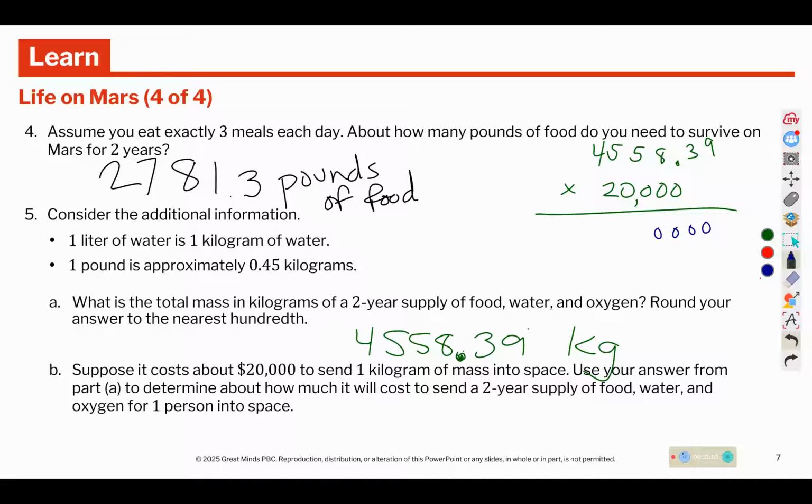Then we're going to multiply by 2. 2 times 9 is 18. 2 times 3 is 6, plus 1 more makes 7. 2 times 8 is 16. 2 times 5 is 10, plus 1 is 11. 2 times 5 is 10, plus 1 is 11. 2 times 4 is 8, plus 1 more makes 9. Then we have 2 decimal spots, so we need 2 decimal spots here as well. So 91,167,800.